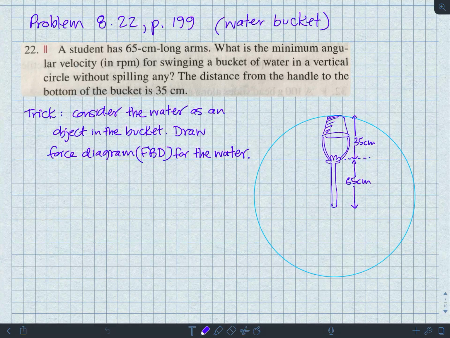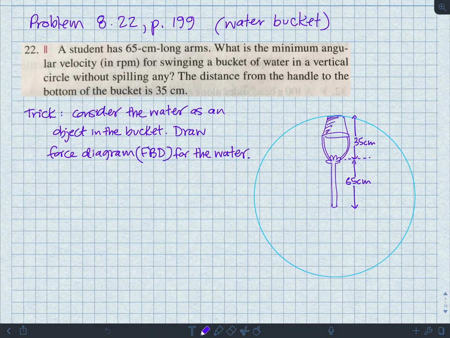Okay, so we're going to do problem 8.22. We're going to look at this water bucket problem. This water bucket problem is one of the tricky problems in physics. And the idea is that we're swinging this bucket as slow as we can so that the water does not fall out of the bucket.